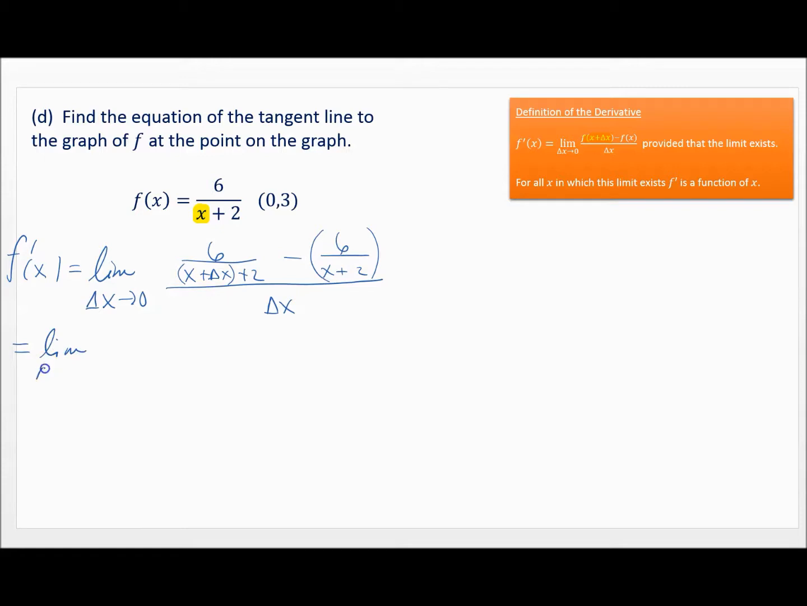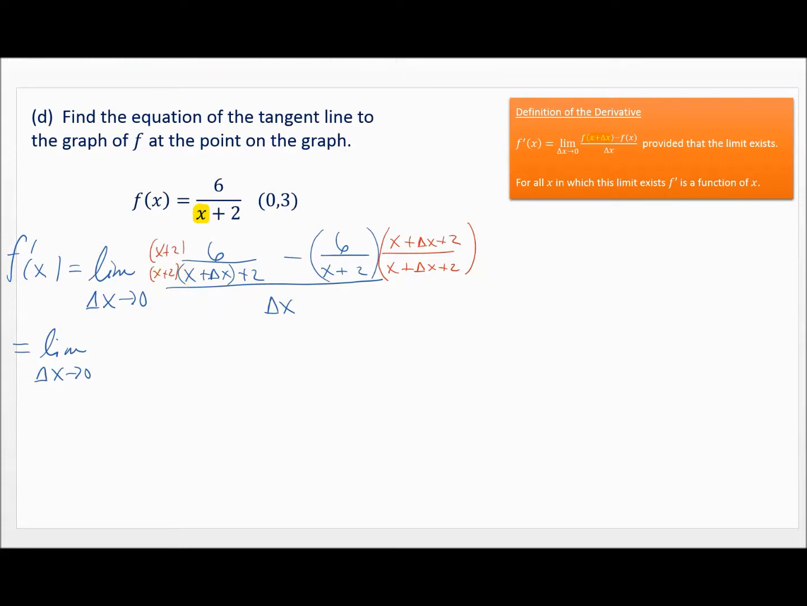The limit as delta x approaches 0. Now what am I going to do? I'm going to find a common denominator. You may not want to, but we've got to find a common denominator and combine these fractions together. So I need to multiply the second term by x plus delta x plus 2 in both the numerator and the denominator, and the first term by x plus 2 in both the numerator and the denominator.